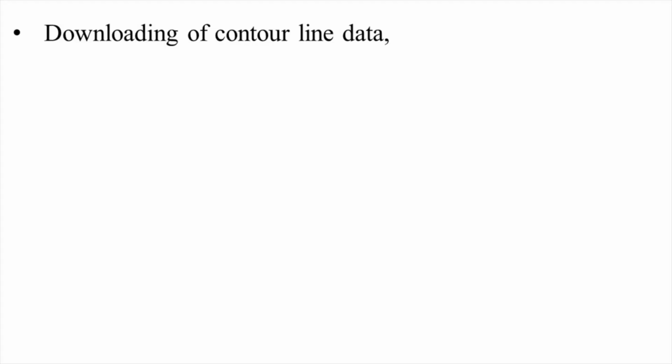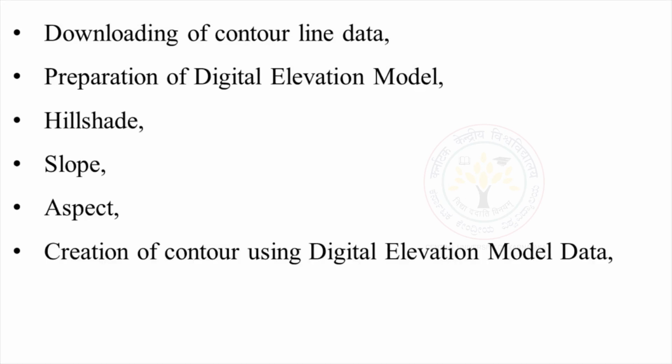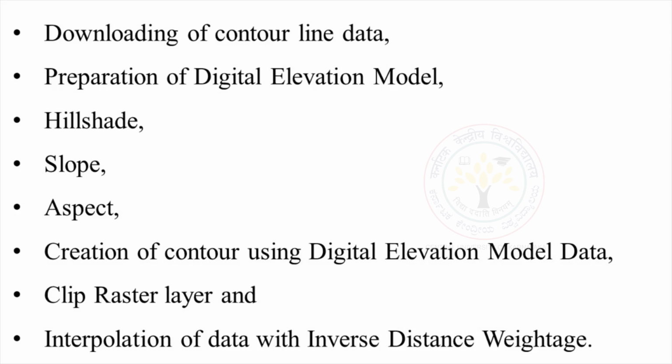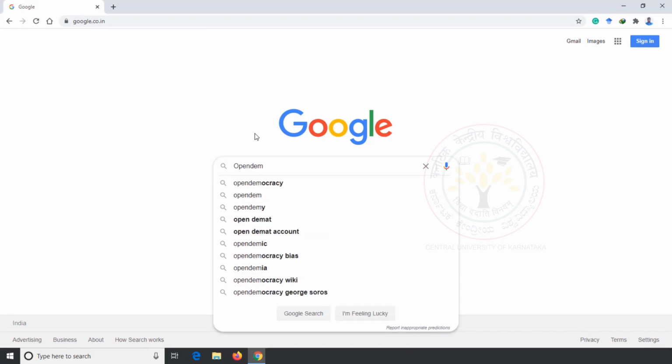In today's lecture, we are going to discuss downloading of contour line data, preparation of digital elevation model, hillshade, slope, aspect, creation of contour using digital elevation model, clip raster layer, and interpolation of data with inverse distance weightage method. To download the contours, I search OpenDEM in Google search.